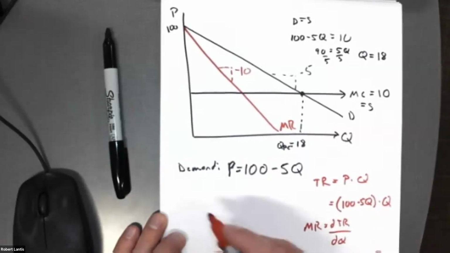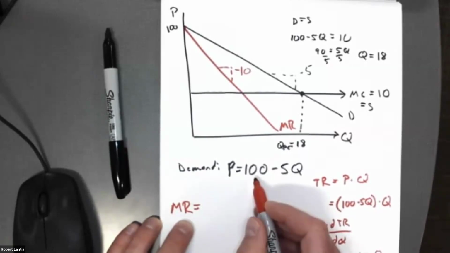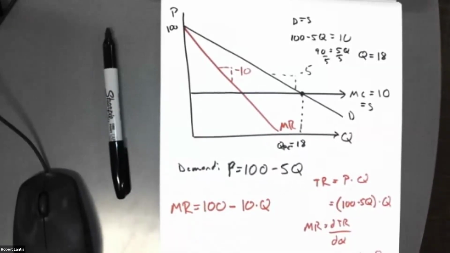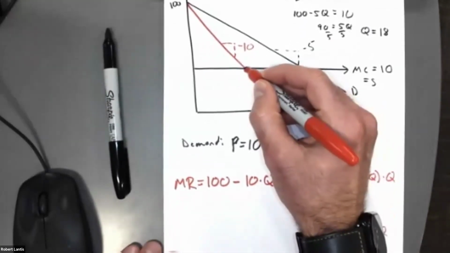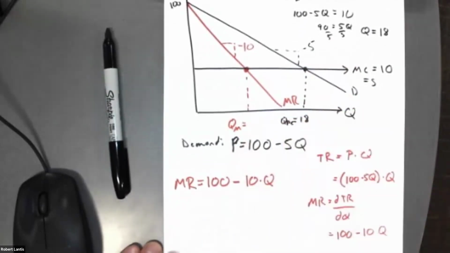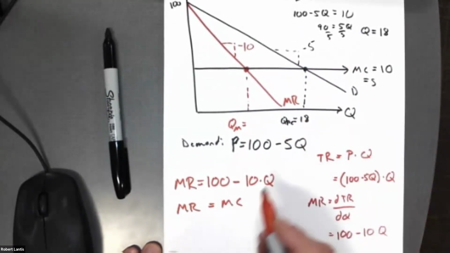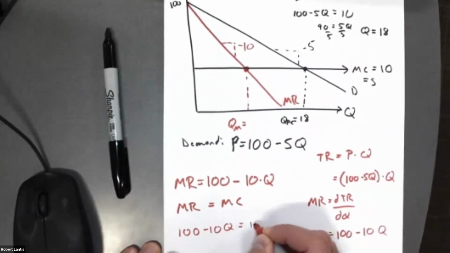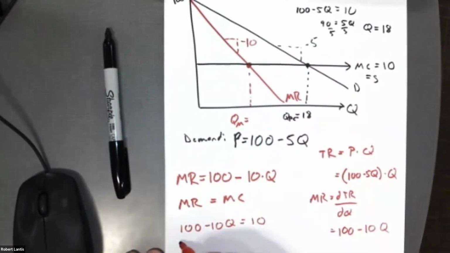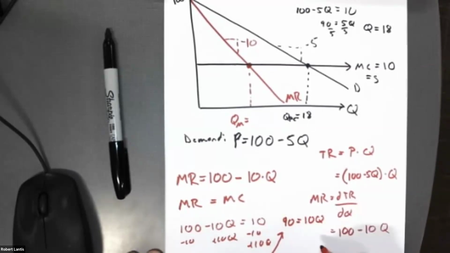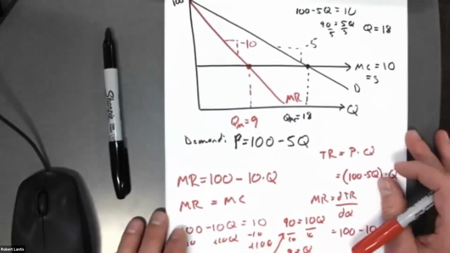Now, I can go through and do this every single time, or I can just remember that my marginal revenue equation has the same intercept as demand, but it's twice as steep. Okay. So if I want to solve for the profit maximizing quantity for the monopolist, all I'm doing is setting my marginal revenue equal to my marginal cost. My marginal cost was constant at 10, so 100 minus 10Q is equal to 10. Now it's just a little bit of algebra. Subtract 10 from both sides, move 10Q over. So I've got 90 is equal to 10Q. Divide both sides by 10, and I get that the monopolist quantity would be equal to 9. Okay.